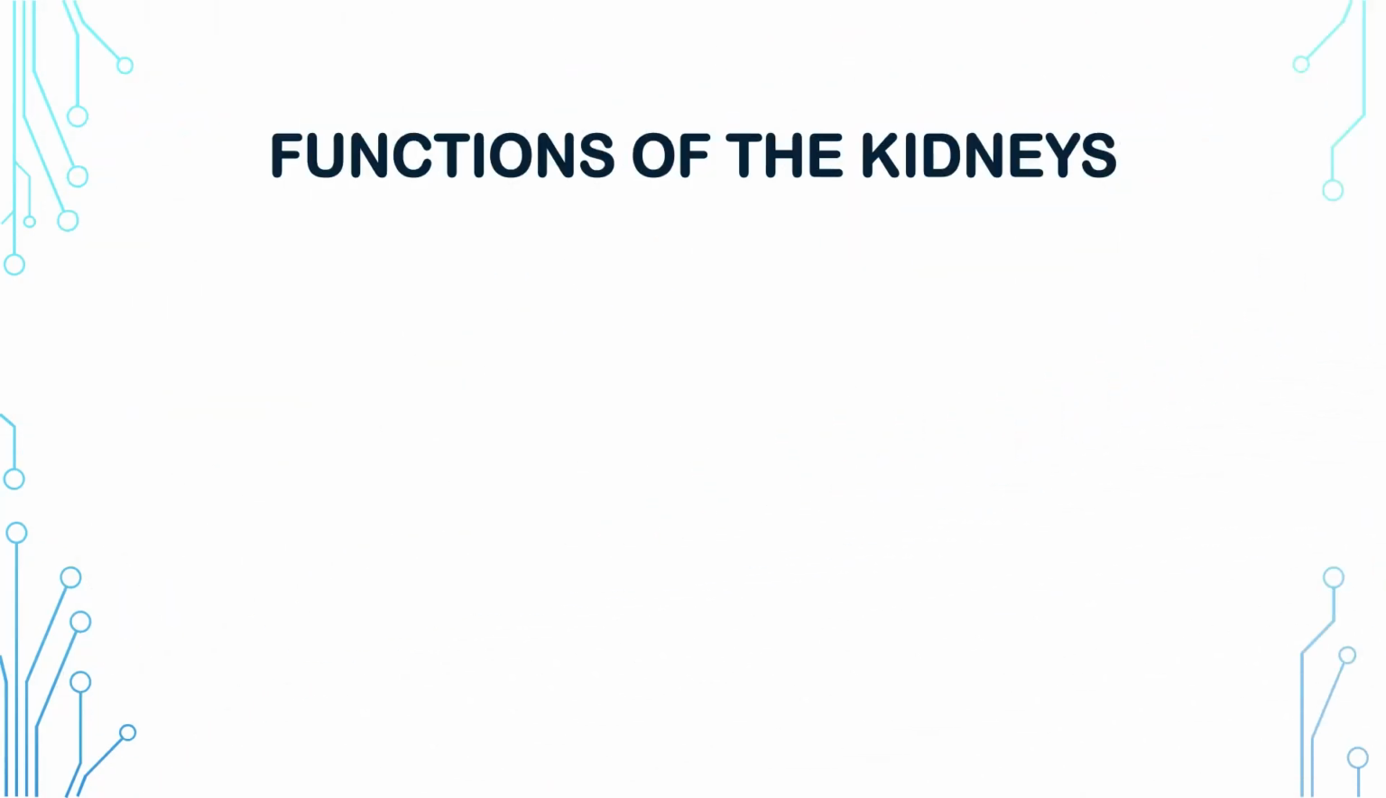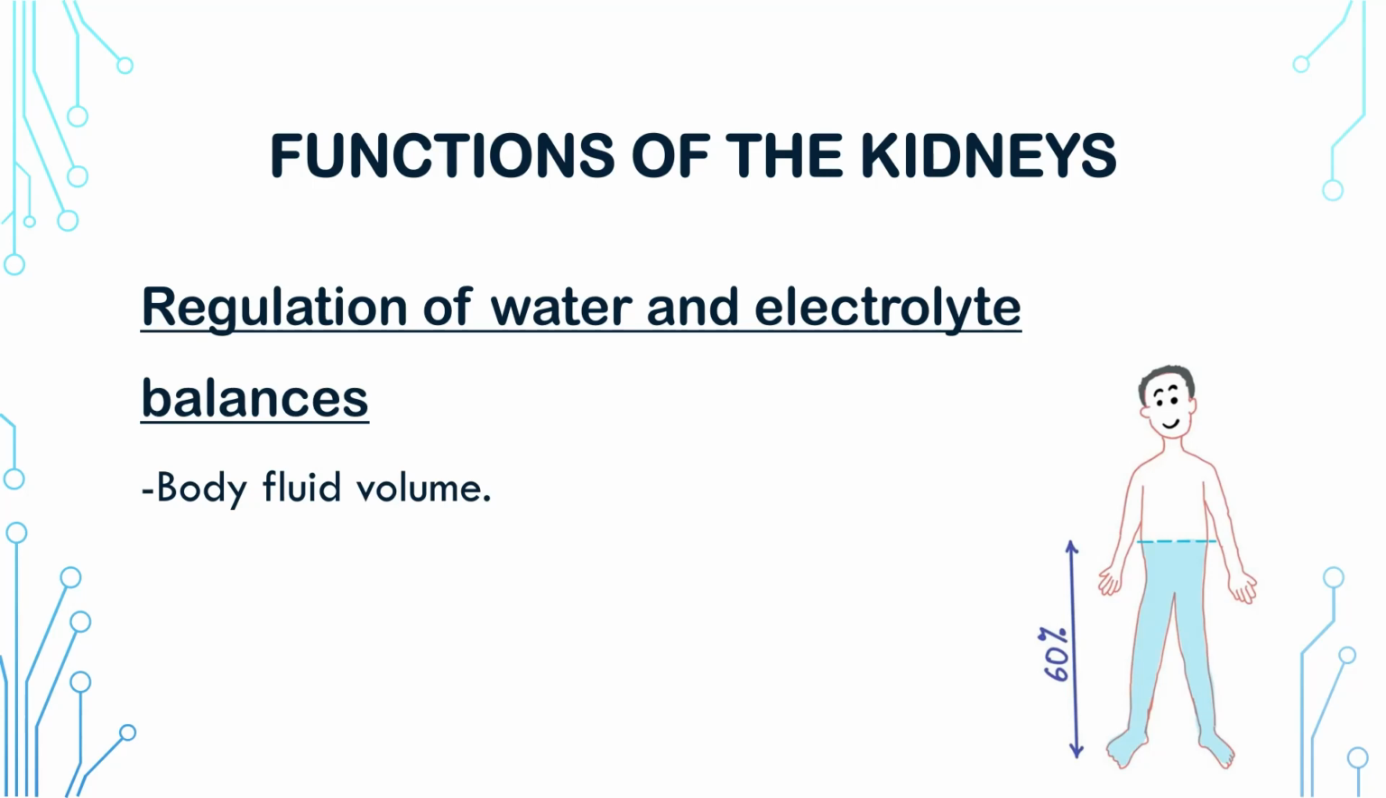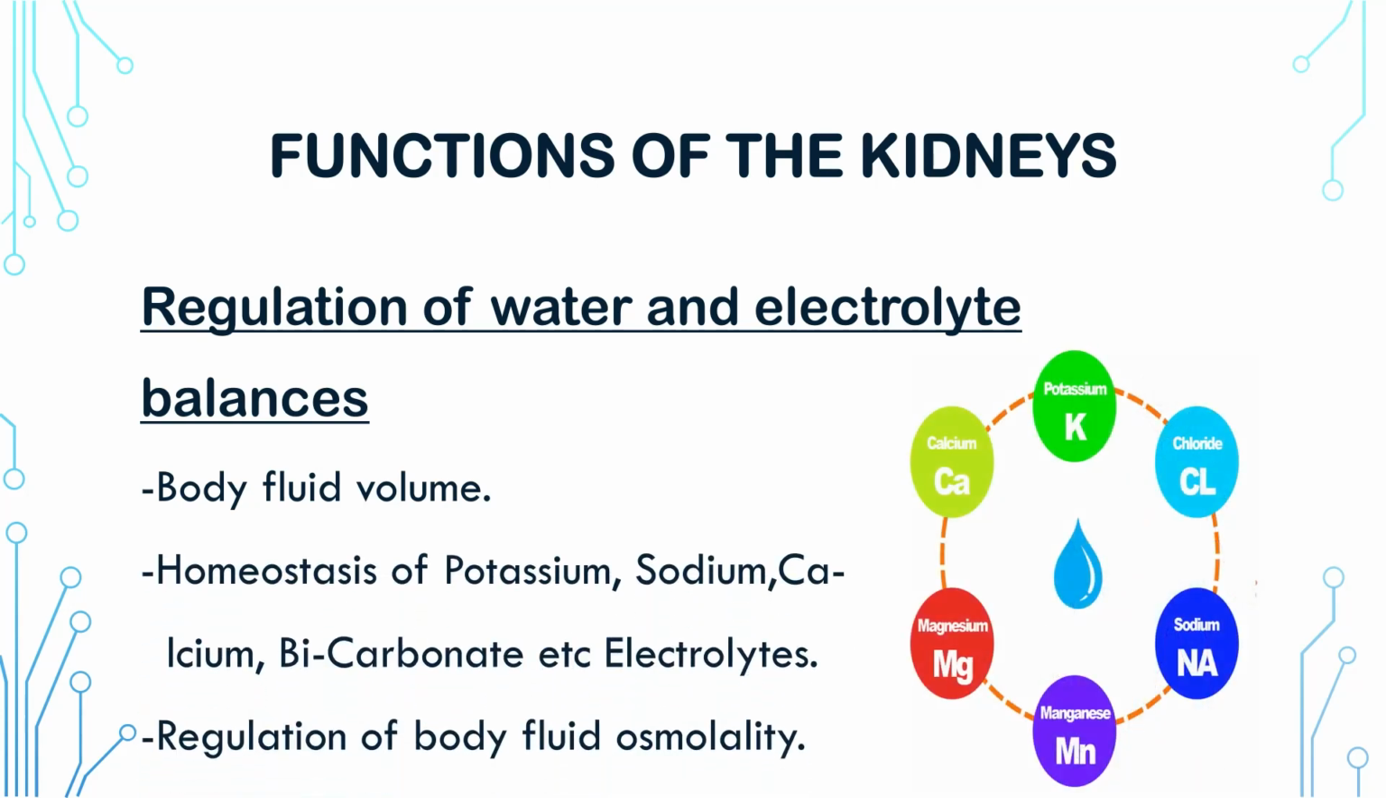Another most important function of our kidney is the regulation of water and electrolyte balance. As we know, our body contains almost 60% fluid. The kidney plays a very important role in maintaining this. Homeostasis of electrolytes like sodium, potassium, and calcium is also done by our kidneys, and thus it also maintains our body fluid osmolarity.